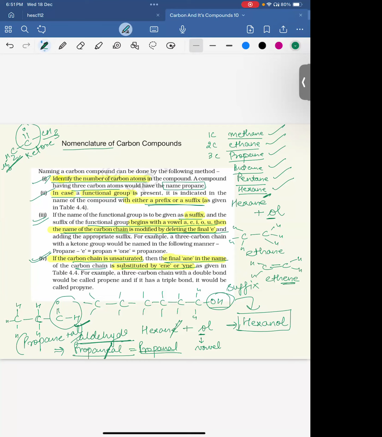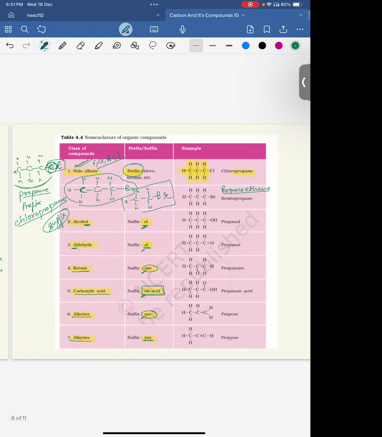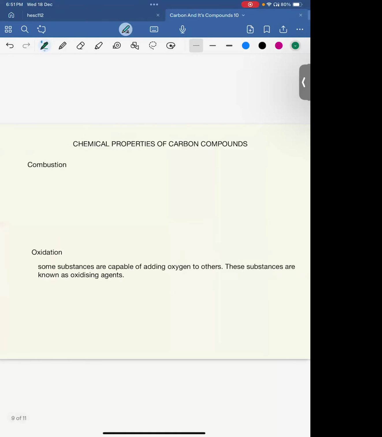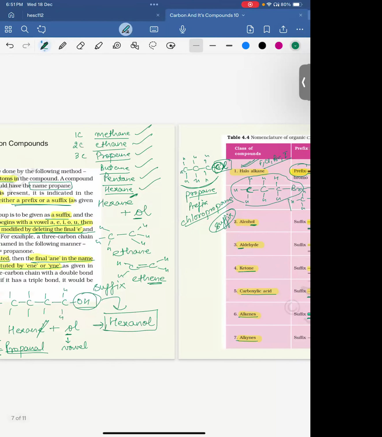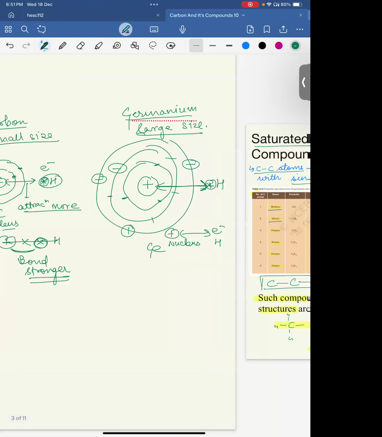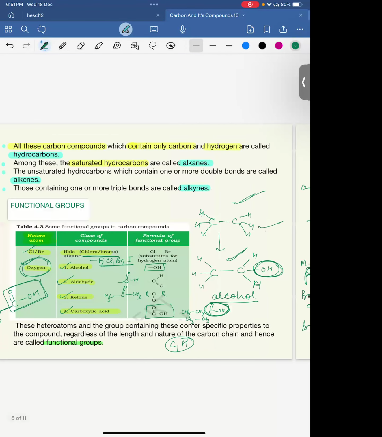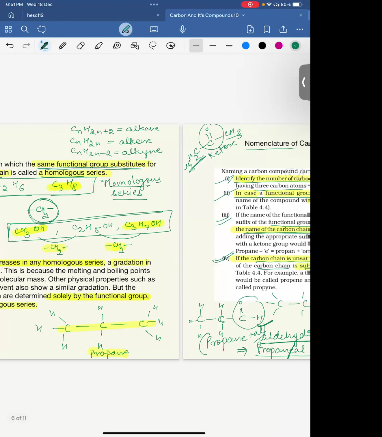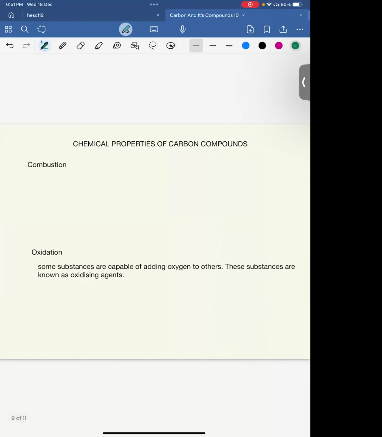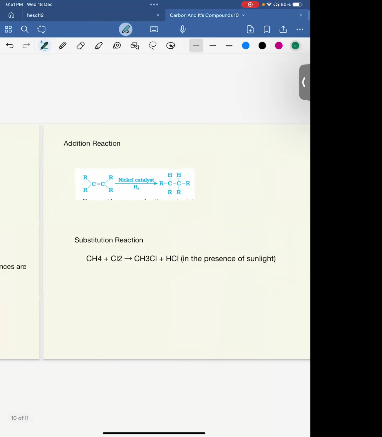So is everyone clear with the rules? Yes, ma'am. So you can name these organic compounds, every one of you, right? Do you have any class after this? Yes, ma'am. At 7:20. Okay, I was asked to take this class till 6:50 only. So okay, we'll start with chemical properties in the next class, if I get any class with you.